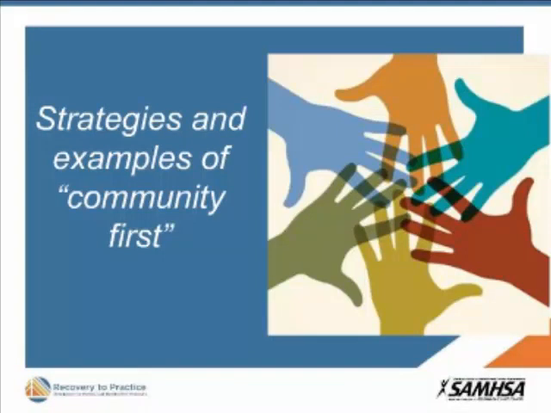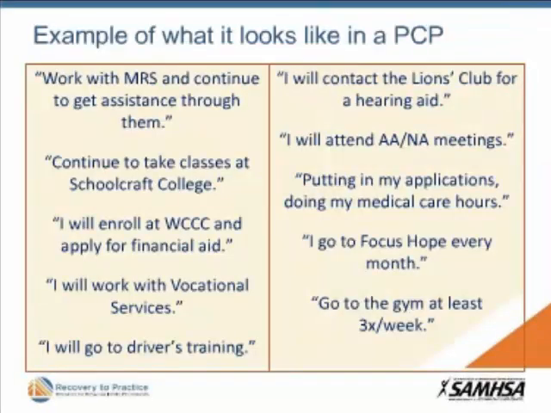Now we're going to look at some strategies and examples of community first. On this slide, the takeaway point is that integrating the community resources in a PCP helps the staff to see it in a plan and support the person's short and long-term goals. Also, this is supported for all billing purposes as well. And this slide has some actual examples of the use of resources in a PCP, and the actual language used.